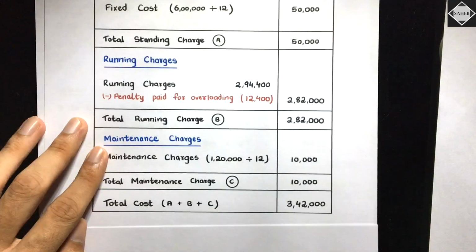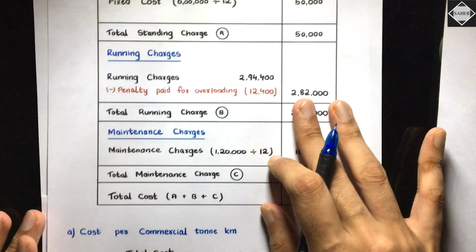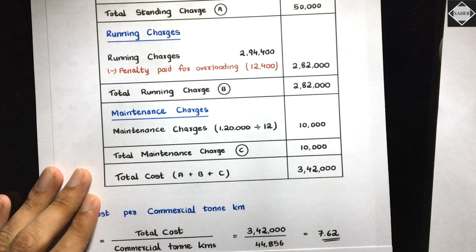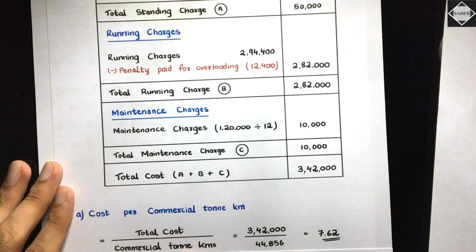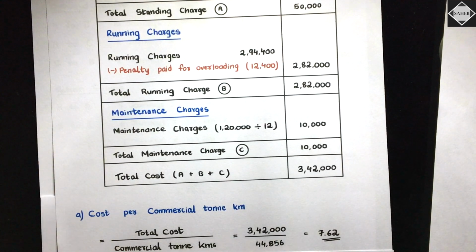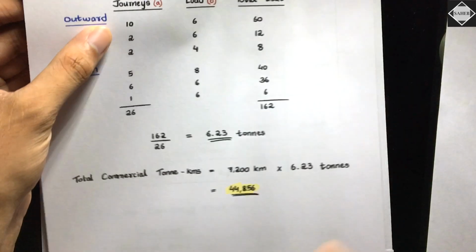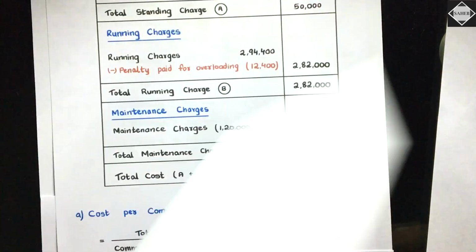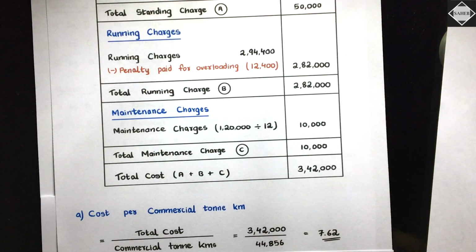Okay. See here, it's really simple. Cost per commercial ton kilometer is total cost divided by commercial ton kilometers. Is it clear? 3,42,000 divided by 44,856. That's the commercial ton kilometers, no? Yes. So when you do that, you get 7.62 as the cost per commercial ton kilometer. Is it clear? Simple and straightforward.